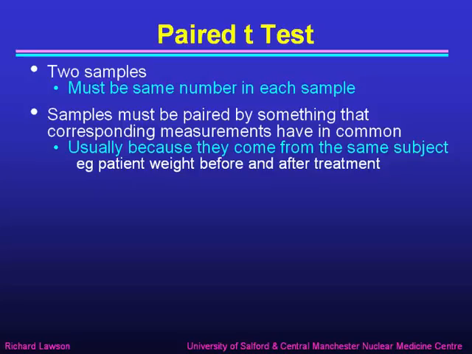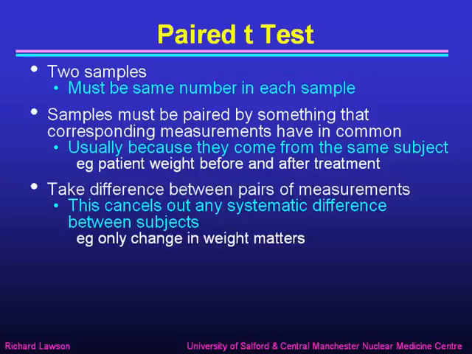So for example, it could be something like the patient weight before and after treatment. So if we have a weight before and a weight after treatment, each weight belongs to a particular patient. So there's a pairing between the pre and post weight because each pair belongs to a different patient. That's what we mean by pairing or matching in this context.